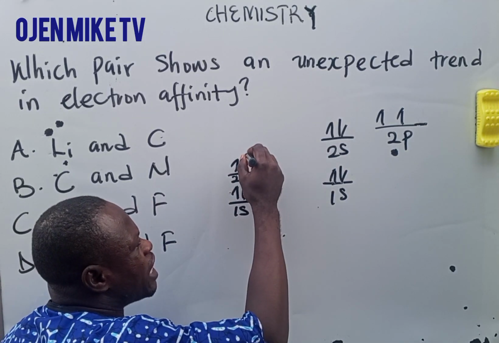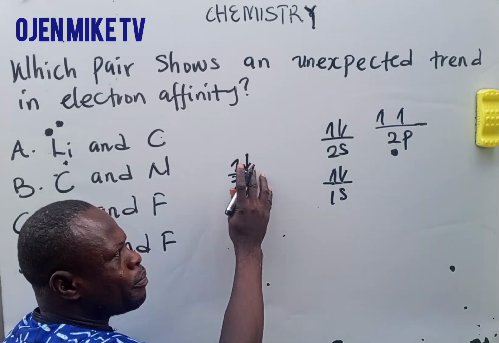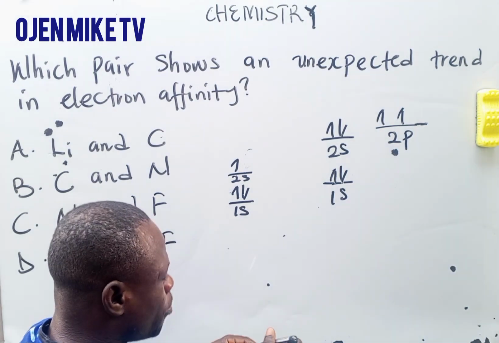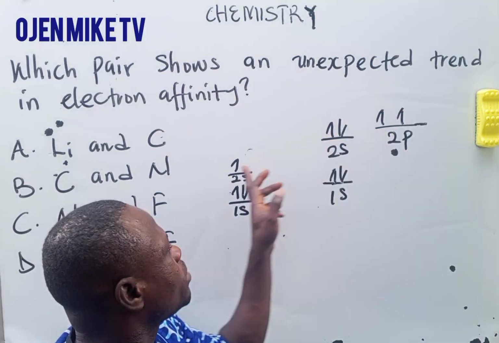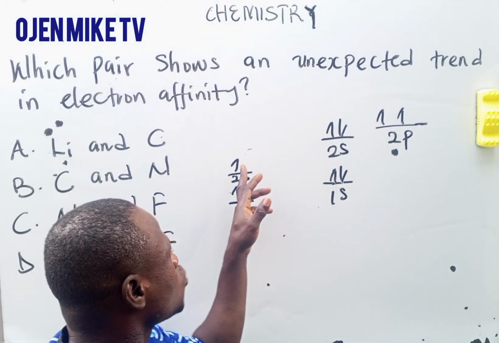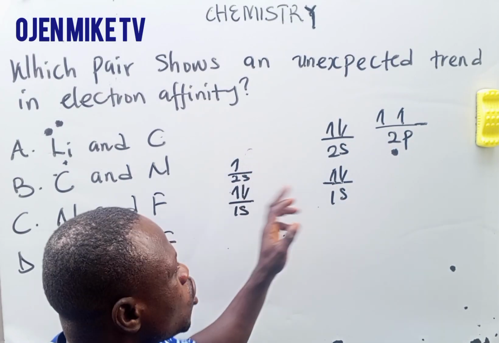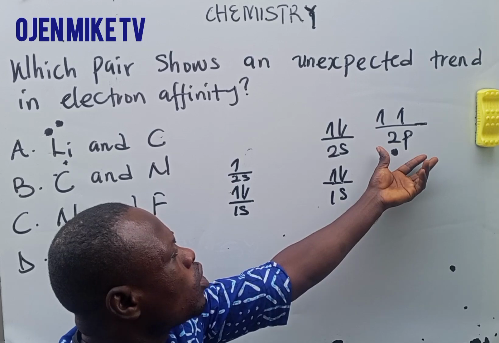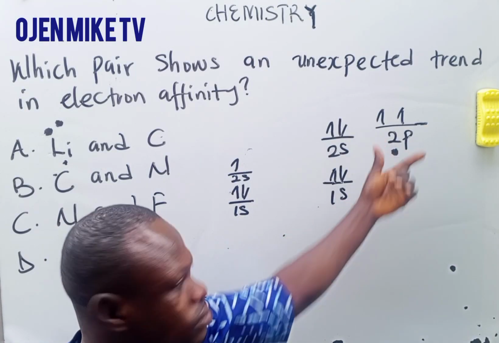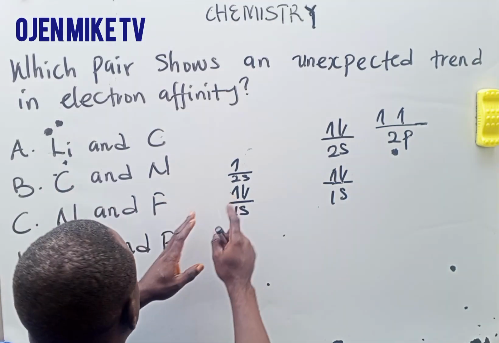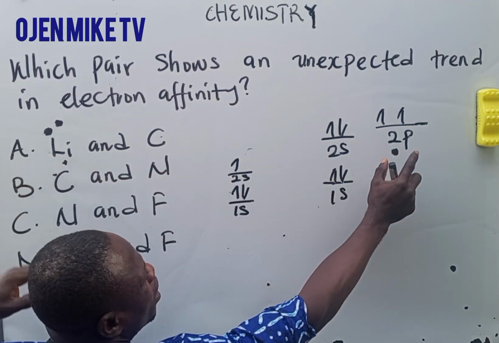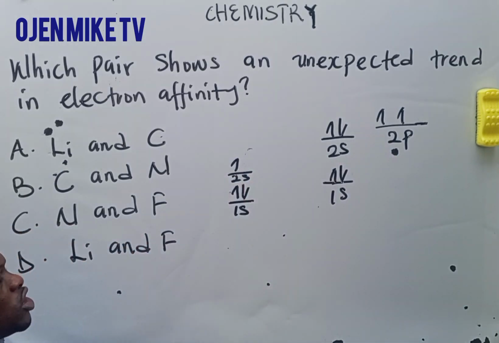Anytime an electron is added to a particular subshell like this, heat is being released. But both of them require one electron to be added here. This one will be completely half filled. This one will be fully filled. So this one will require more energy because it is in a higher orbital, higher subshell. Now it increases, because carbon will require more energy than this one.